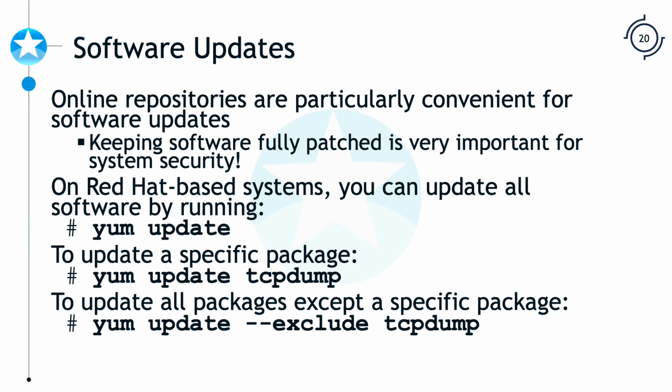We can also update our software with our repository. So for example, on my Red Hat based systems, I can say yum update, and that's going to update everything. Now, of course, I need to run this as root. We can see the hash off to the side. If I was a regular user, I could use sudo yum update. If I want to update one specific package, yum update and the package name. If I want to update everything except a specific package, yum update --exclude TCP dump. Of course, TCP dump here is the name of the package.